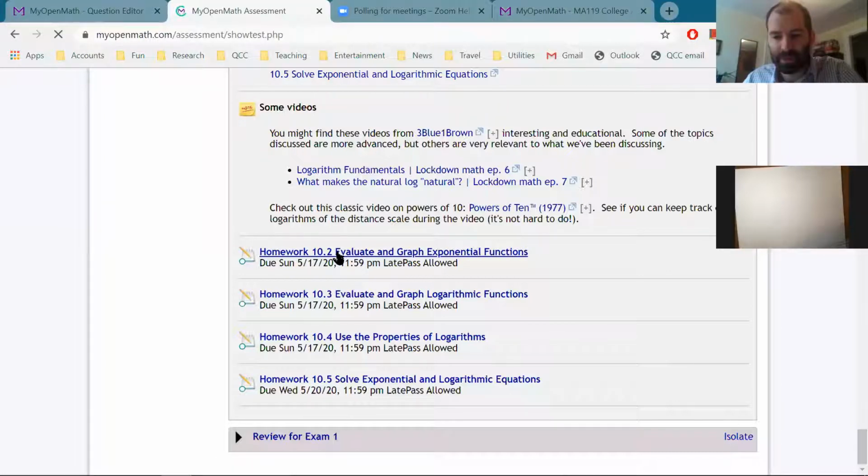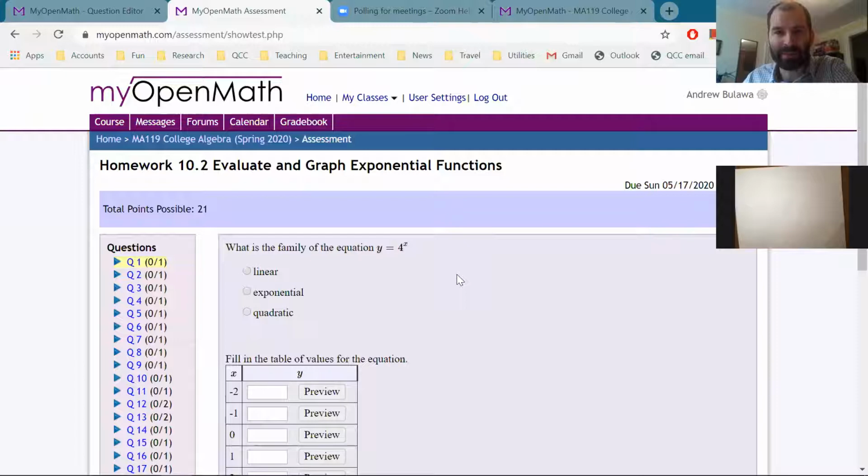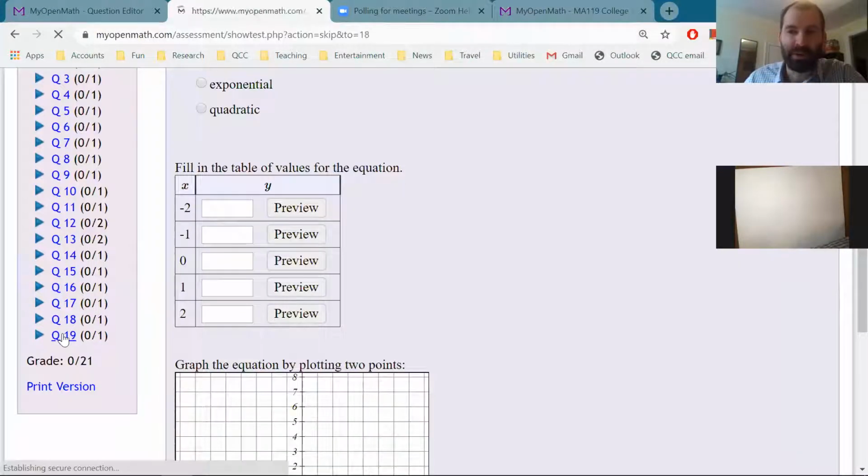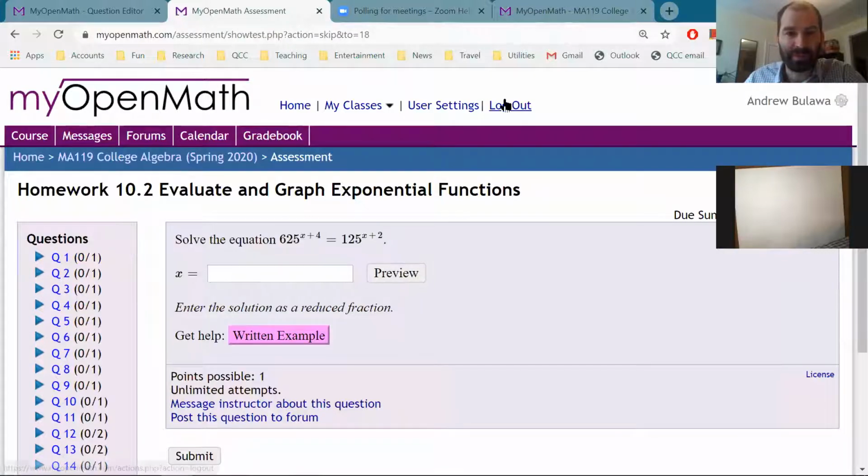Okay, so here we are. Let me zoom in a little bit. Number 19, the very last question. Okay, so I'm going to write this one down, and we'll go to the paper to take a look at this more closely.